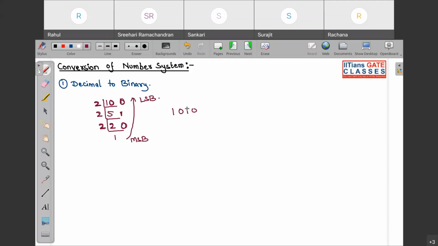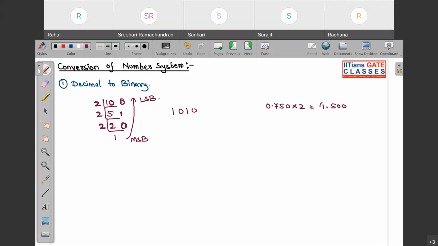Very simple. Suppose you want to write 0.750, what will be the corresponding binary representation of this decimal number? Simply you need to multiply it by 2. So this will be what?